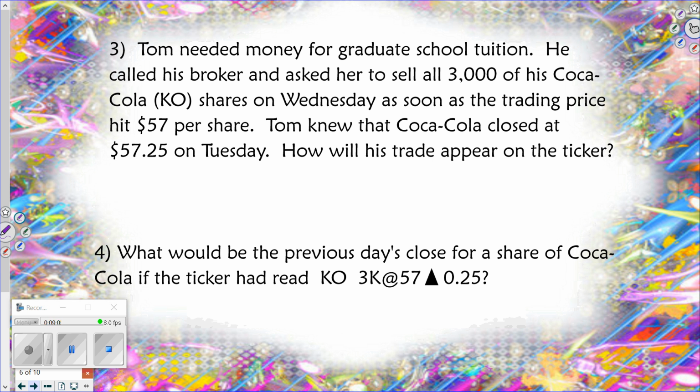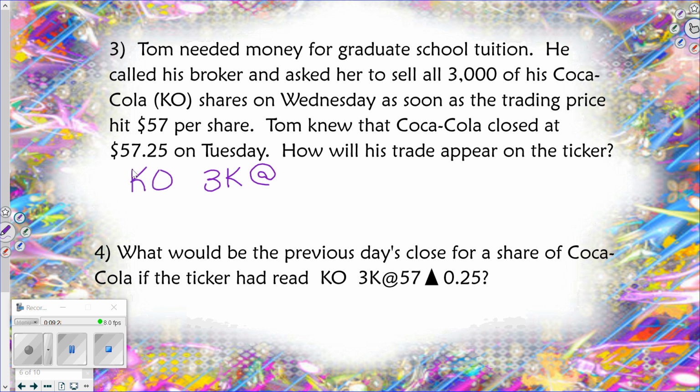Tom knew that Coca-Cola closed at $57.25 on Tuesday. How will his trade appear on the ticker? Okay, so when we're going through here, we write down first what stock it is. So it's KO. How many shares does he have? 3K, right? It's 3,000, so that's 3K.